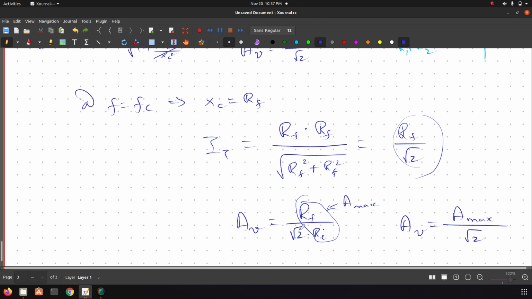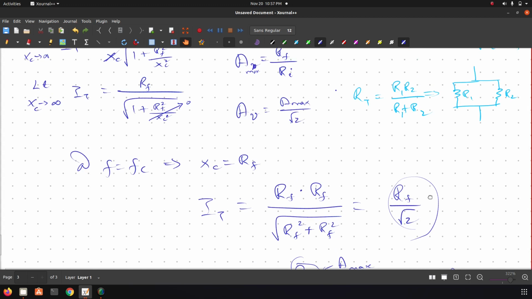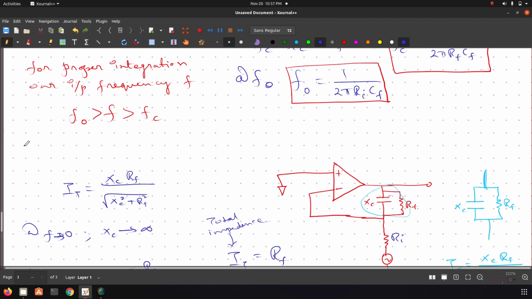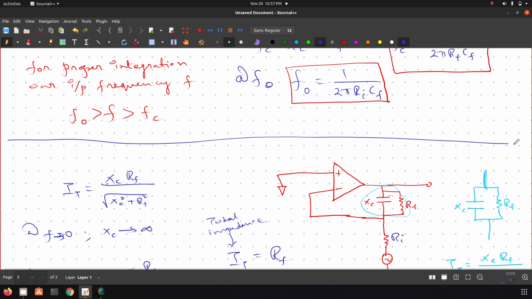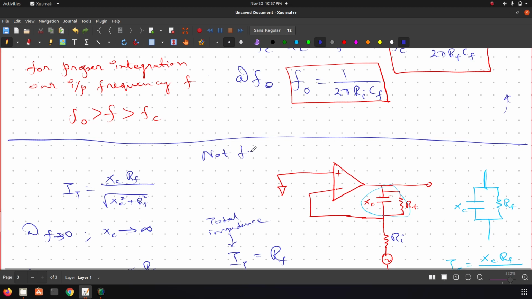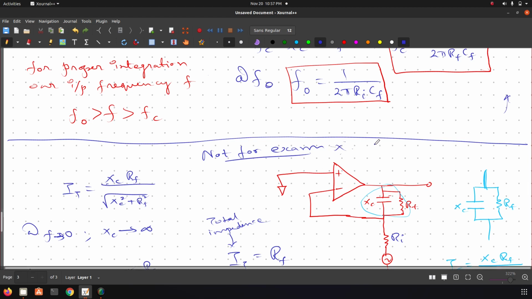You must remember this while you are doing the practicals in the next semester. That's why I am deriving this relation. This slide, up to this point, is for exam, and all the discussion below here is not for exam.